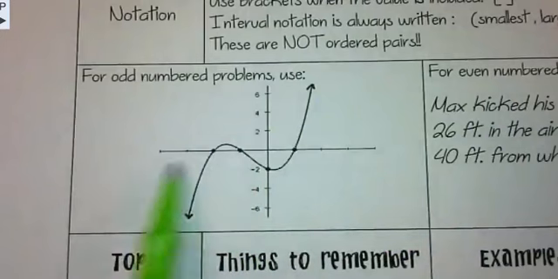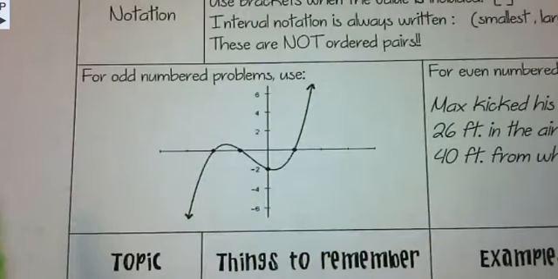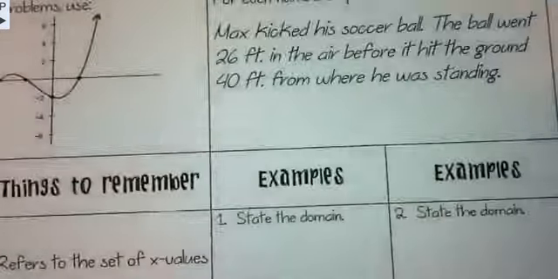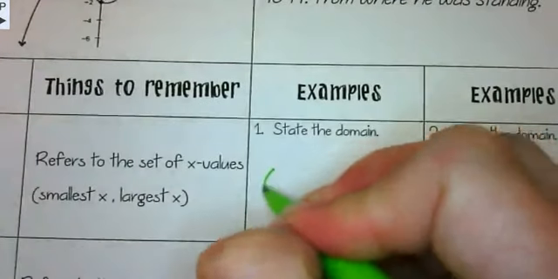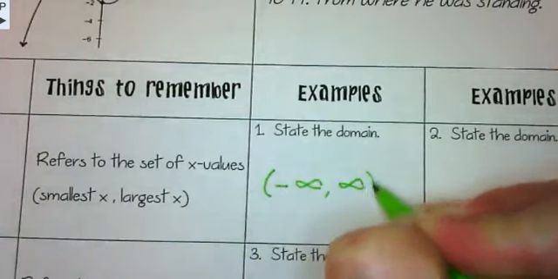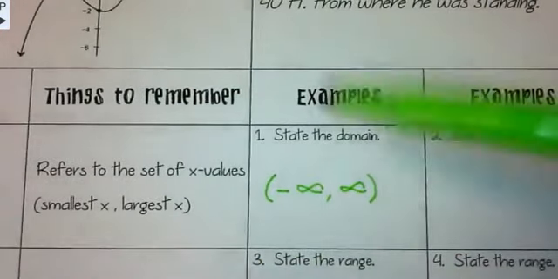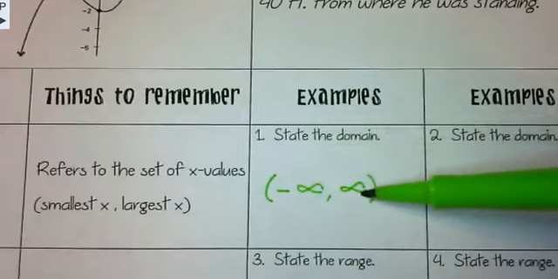Now remember the x-axis is going this way, so the smallest x, there's no limit. We can just keep going and going and going. So there's no smallest x, and there is no largest x, because we could just keep going. So for our domain for this one, we would say it is negative infinity to infinity, and that always uses parentheses. And again, that's the smallest x, that's the largest x, and we're talking about everything in between.